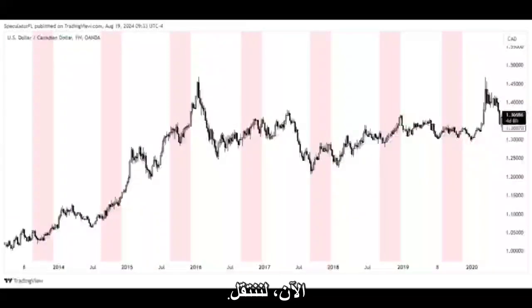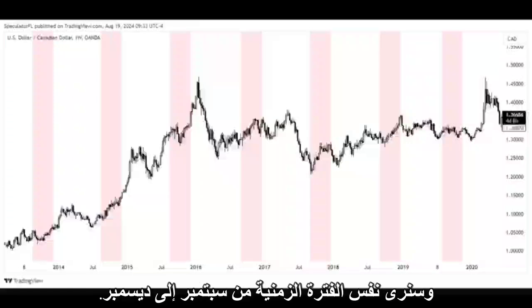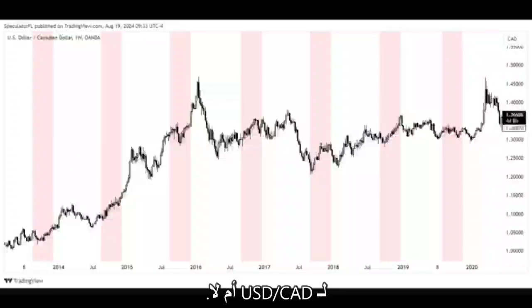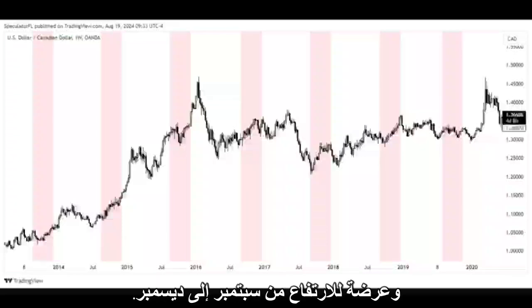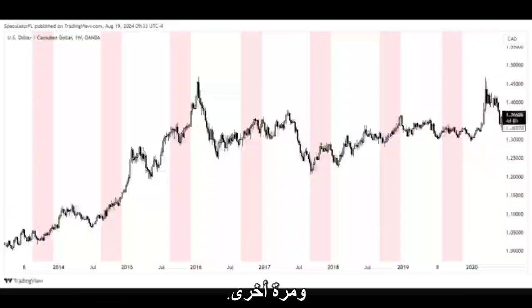Now moving on, here we've got the next few years of data for USD CAD, and we're going to see the same time window of September to December, and we're going to see if price did follow the bullish seasonal tendency for USD CAD or not. Now we know that USD CAD is predisposed and prone to go higher from September to December according to the seasonal chart, in the seasonality data. And again, now let's see if that holds true.